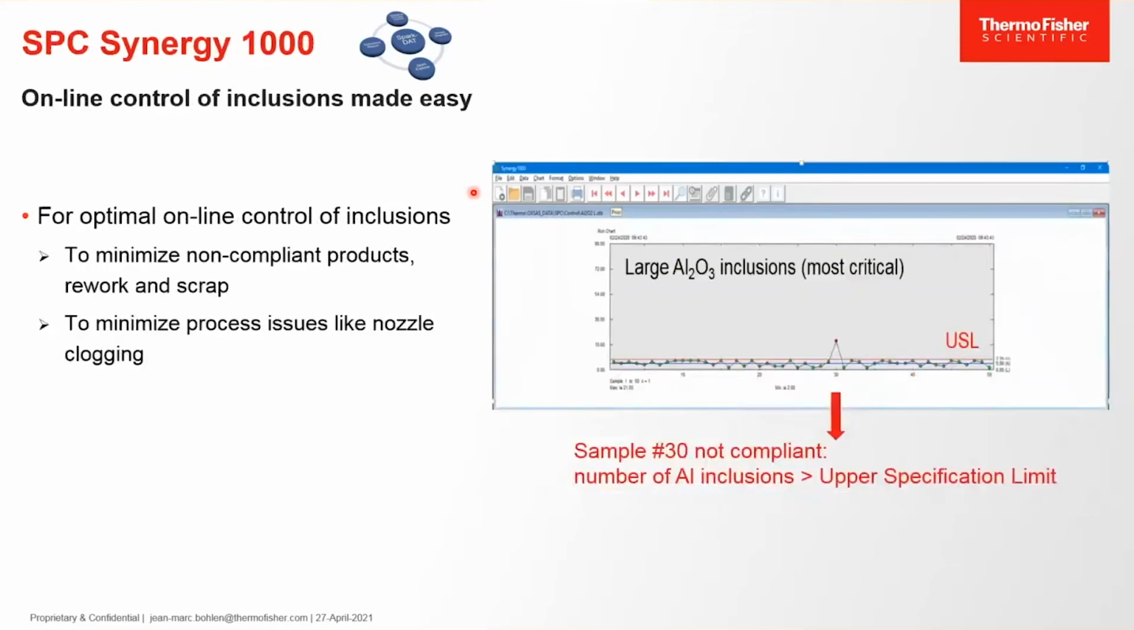And finally, SPC software, statistical process control, which is actually a third-party software called Synergy 1000. This is used for online control of inclusions in the most easy way.